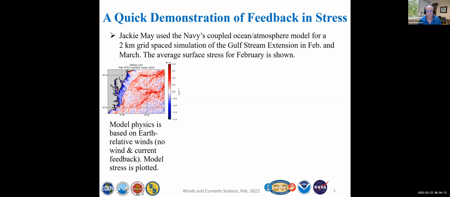And this is from Jackie's work. We're using the Navy's coupled model system on a 2-kilometer grid. And the image you see now is based on the model that's only coupled thermodynamically. So winds are Earth relative. And you can't see any sign of the currents there, which is to be expected from a curl of the stress.